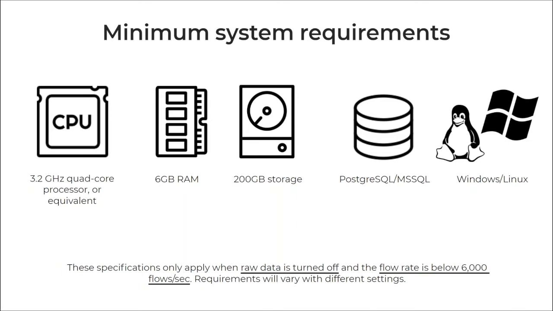If the raw data is turned off, and if the incoming flow rate, as in the flow packets coming in, is below 6,000 per second, then these are the requirements that would be there. If it's going to be more, please let us know. We will give you the customized system requirement for your setup.